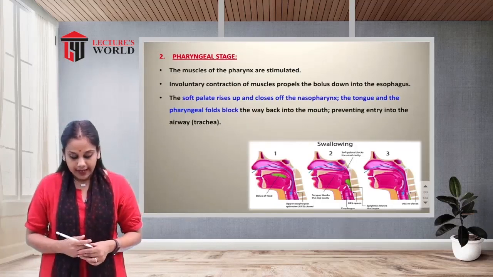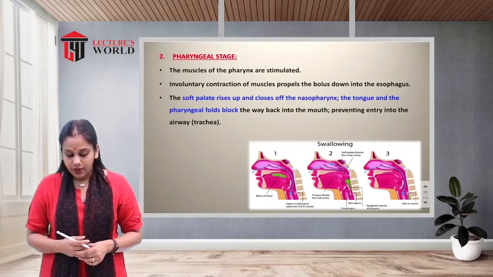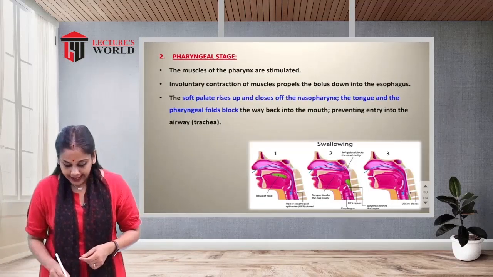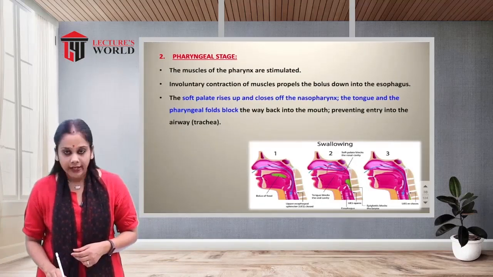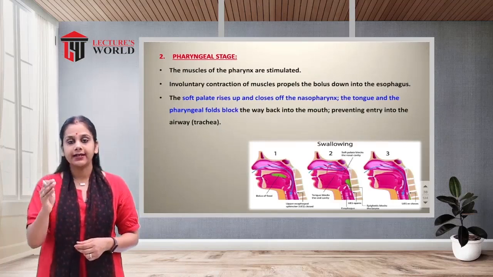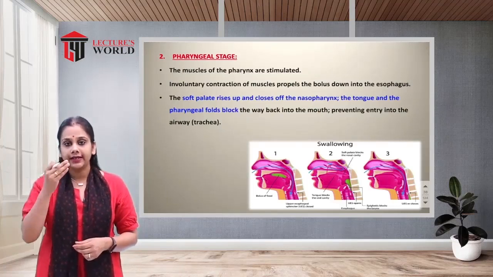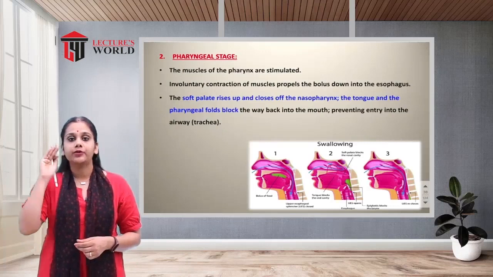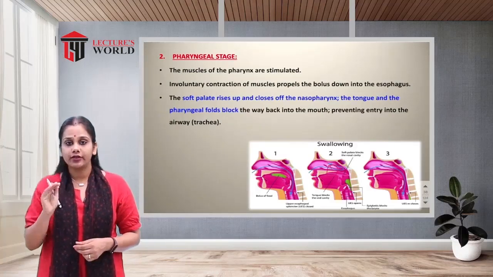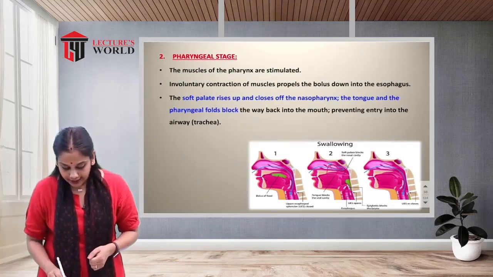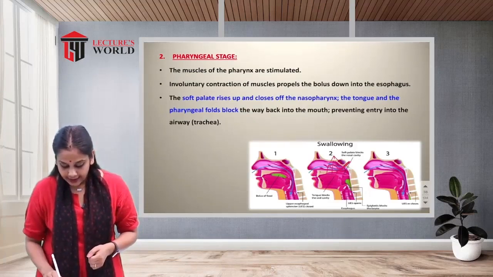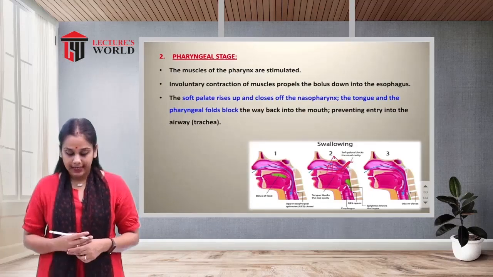Then the soft palate rises up and closes the nasopharynx. There are two palates, the hard palate and the soft palate. In the anterior area there is the hard palate, and in the posterior area there is the soft palate. The soft palate rises up and closes the nasopharynx area. See, this is the closed nasopharynx area.